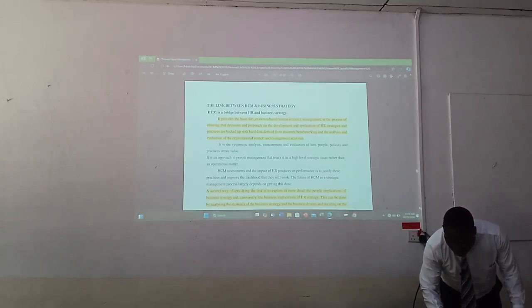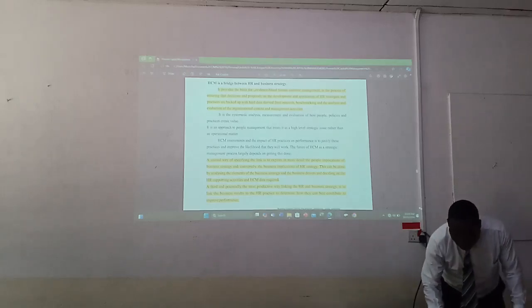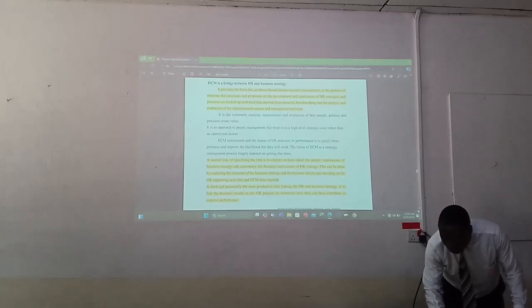And then if you go down there where I've just marked yellow, it says a second way of specifying the link is to explore in more detail the people applications of the business strategy and, conversely, the business application of the strategy. This can be done by analyzing the elements of, okay. Good. Let's move on.